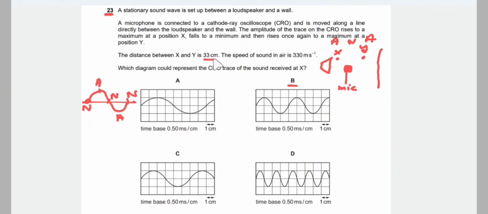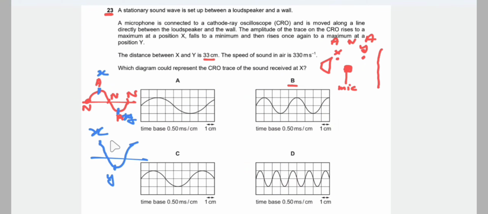The distance between X and Y is 33 cm. The speed of the sound wave is given. Which diagram could represent the CRO trace of the sound received at X? So what would be the CRO trace? Between X and Y antinodes are produced. So let's suppose this is position X and this is position Y. If we draw this clearly, this position is X, that is an antinode, the maximum displacement, and this is Y. This also has an antinode, the maximum displacement.